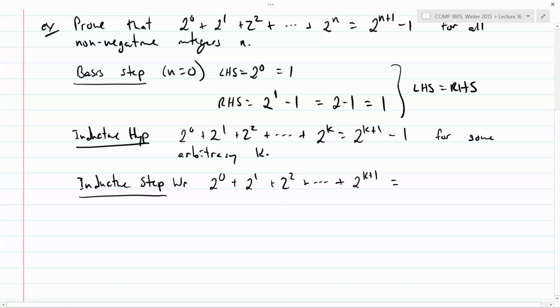So we want, what's on the right-hand side? 2 to the k plus 2 minus 1. Right? So that's k plus 1 plus 1, which is just k plus 2. So this is what I have to prove. That's what I'm going to be aiming towards. Is it clear why I want to prove that?